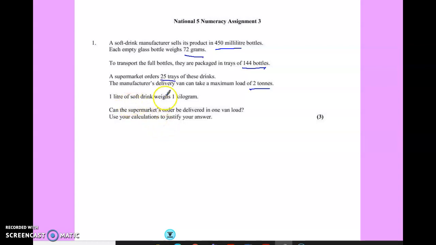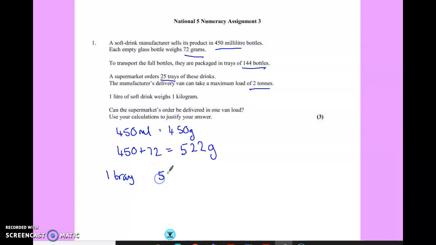Okay. If 1 litre weighs 1 kilogram, then 450 millilitres weighs 450 grams. So my 450 plus my 72 would give me the total weight of each bottle. Now, there are lots of different ways of doing this. When we went over this, I think all 3 classes did it a different way, and within the 3 classes there were lots of different ways of doing it, so you might be doing it slightly different from me. Don't worry about that. Okay, so in one tray we have 144 of these bottles.